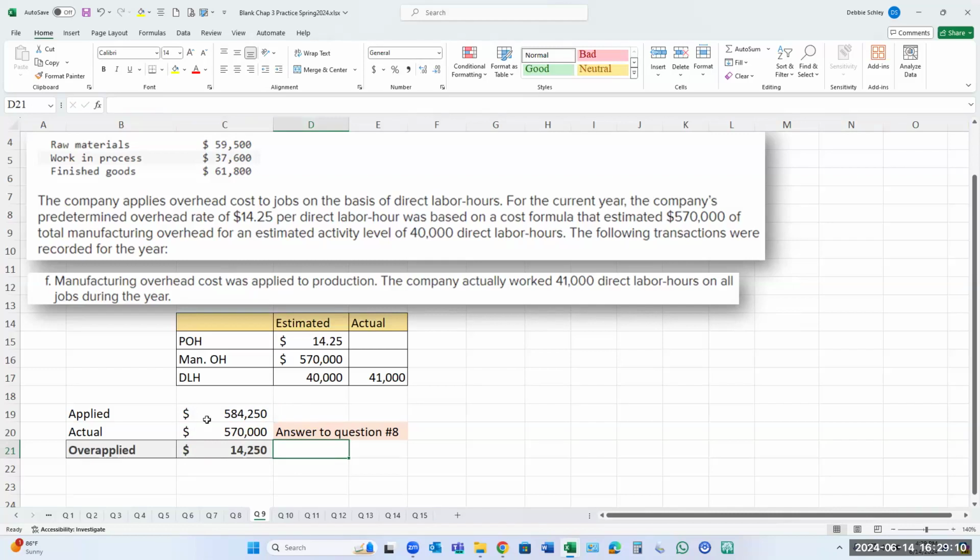And for me, I have to look at the numbers. Applied is what I put on the books. This is what I thought was going to happen. Actual is what actually happened. So I put onto my books too much. Applied is over, or more than, actual, so that means it is overapplied. If it had been under, or less than, actual, then it would have been underapplied. So I just look at what was applied and actual and see which one was less. If applied is more than actual, then it is overapplied.